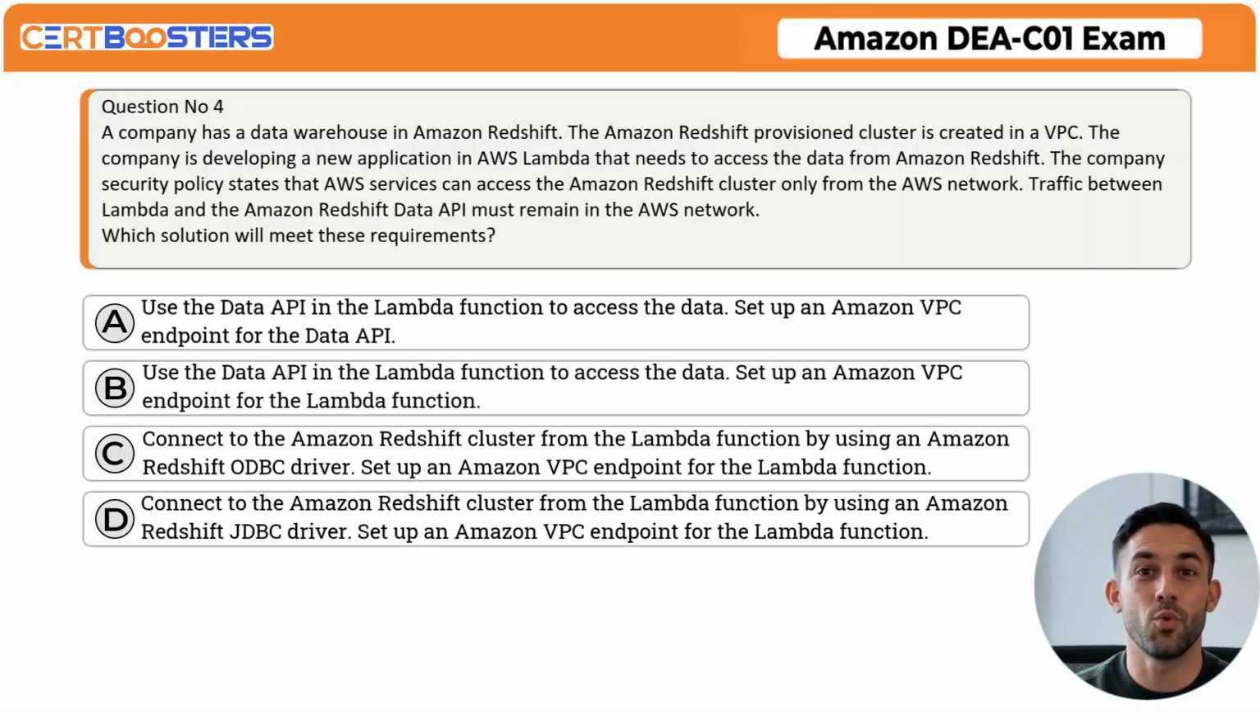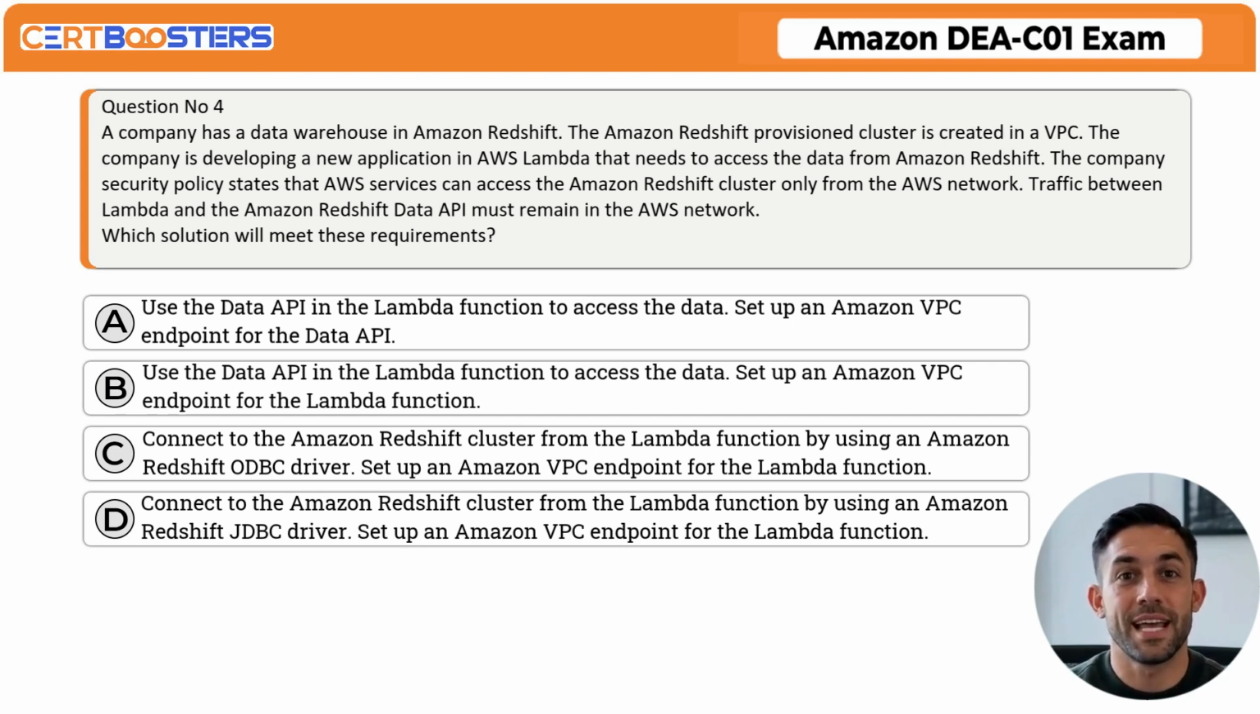Question No. 4. A company has a data warehouse in Amazon Redshift. The Amazon Redshift provisioned cluster is created in a VPC. The company is developing a new application in AWS Lambda that needs to access the data from Amazon Redshift. The company's security policy states that AWS services can access the Amazon Redshift cluster only from the AWS network. Traffic between Lambda and the Amazon Redshift Data API must remain in the AWS network. Which solution will meet these requirements?